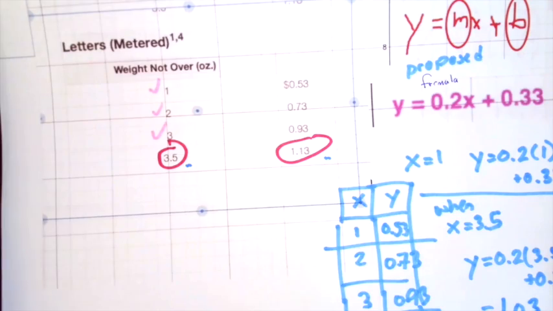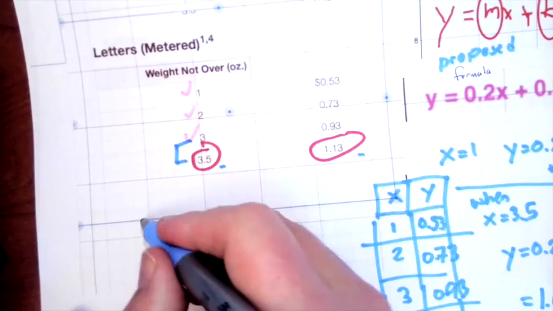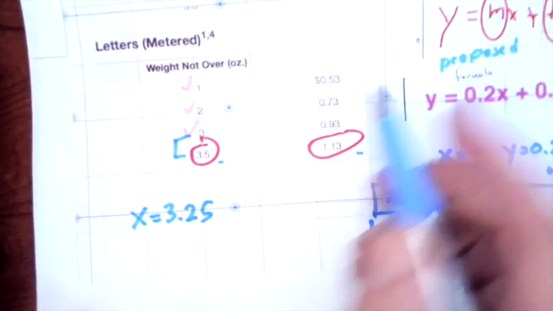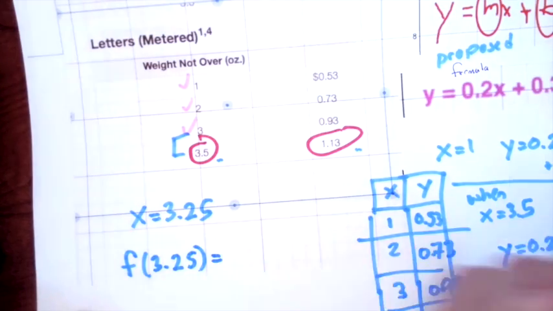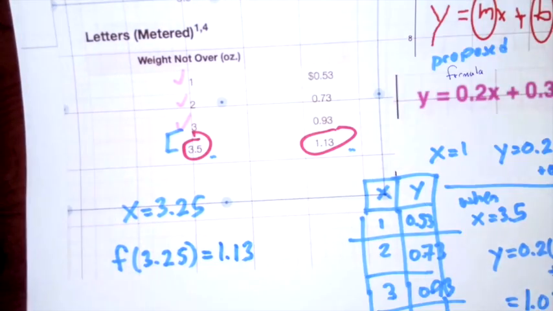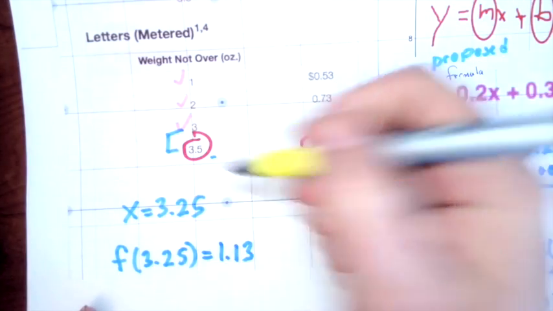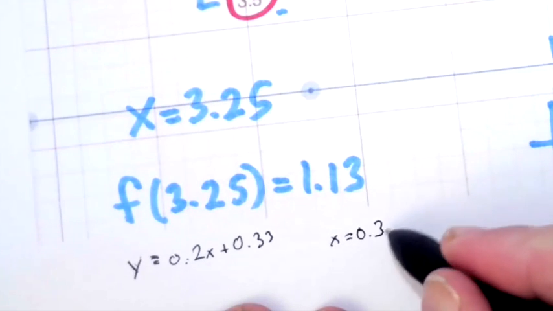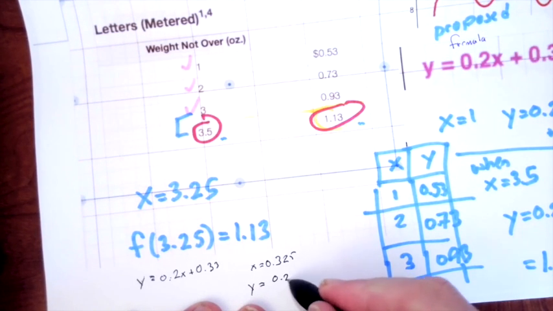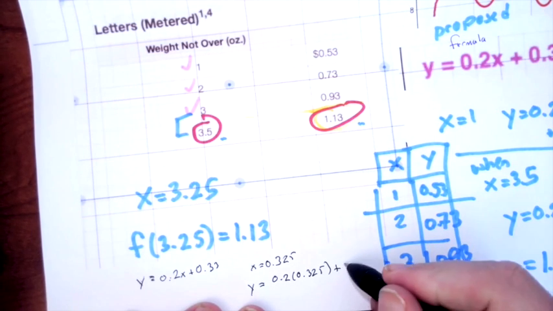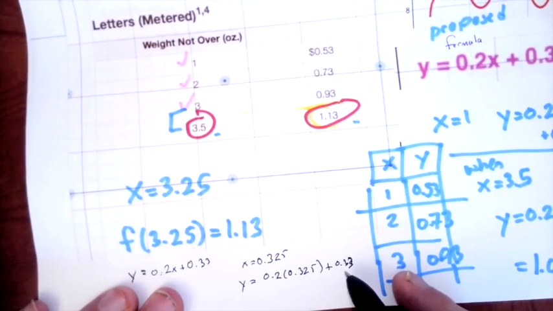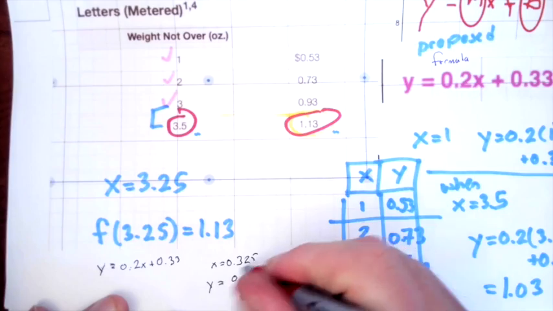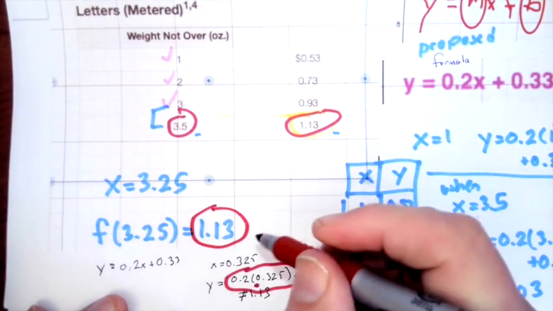So what would happen if we had a number between 3 and 3.5? When x is equal to 3.25, if we look at this carefully, the actual function would have f of 3.25 equal to 1.13, because it says if the weight is not over this amount, this is the price. Our formula doesn't capture that. We would have x equals 3.25, y equals 0.2 times 3.25 plus 0.33. I don't even have to know what this calculation is. I just know that this is not equal to 1.13. Our prediction here is not the same as what the actual function value should have been.